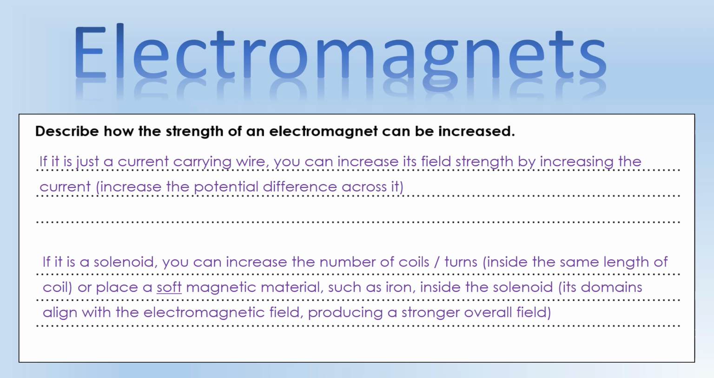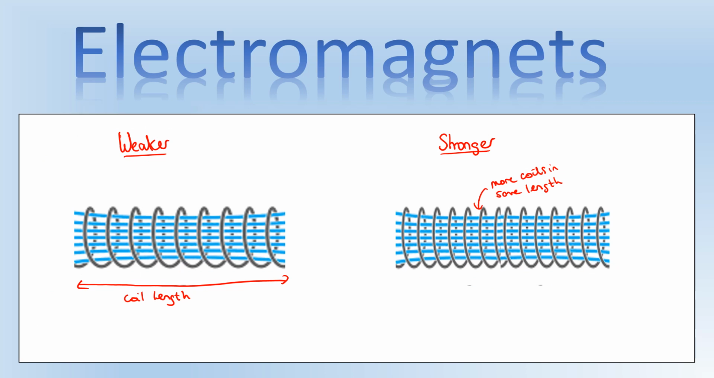And I want to develop the second option a little bit more to show you what that means. So here we've got two coils or two solenoids, and their coil length is the same for both. So that's what I've shown on the diagram there. But the right-hand one has more coils in the same length. So this would be a stronger electromagnet if they had the same current going through them.